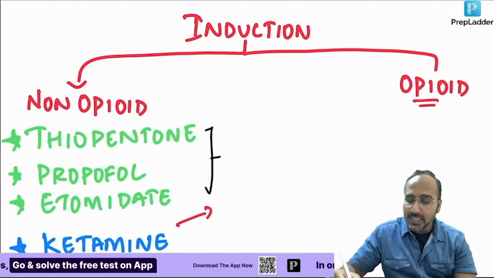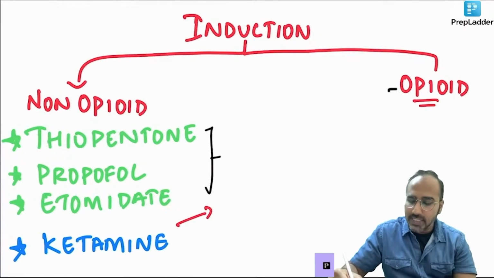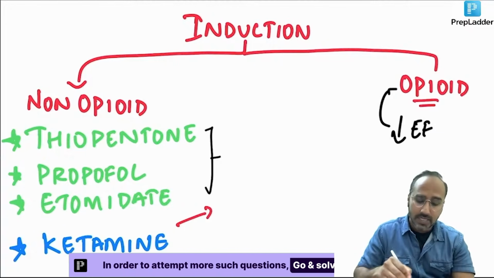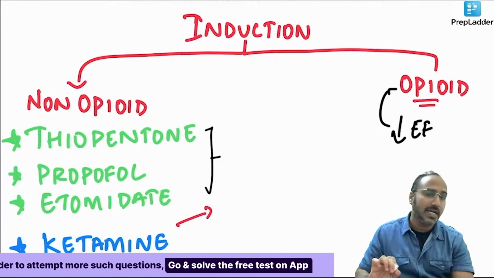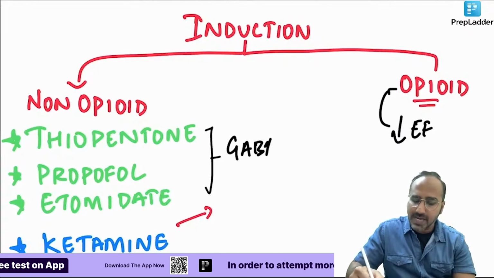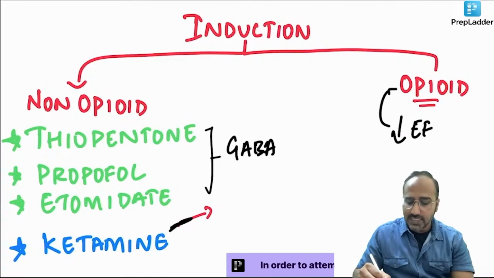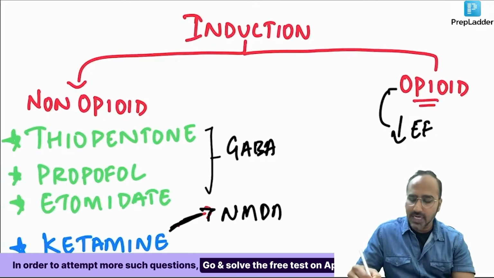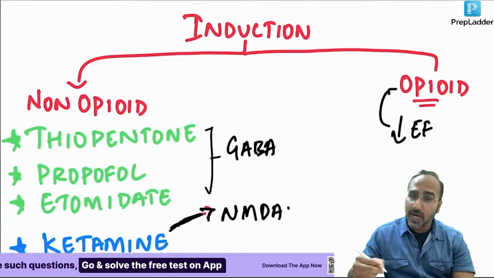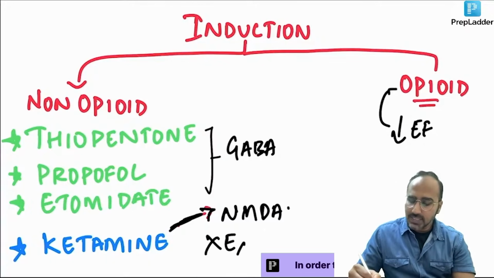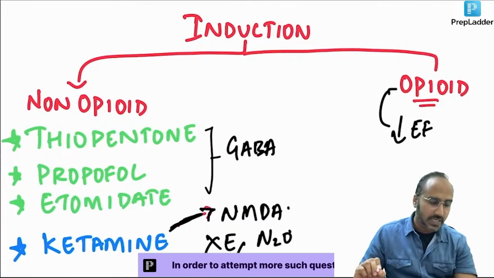In opioid induction, when do you go? Opioid induction is given for a patient who has a low ejection fraction. Non-opioid means you have thiopentone, propofol, etomidate, ketamine. Thiopentone, propofol, etomidate usually make the patient unconscious by acting on GABA receptors, whereas our hero ketamine works through the NMDA receptors and makes the patient unconscious. Apart from ketamine, what are the other things that work on NMDA receptors? Xenon as well as nitrous oxide.